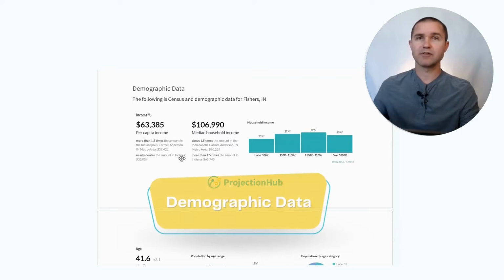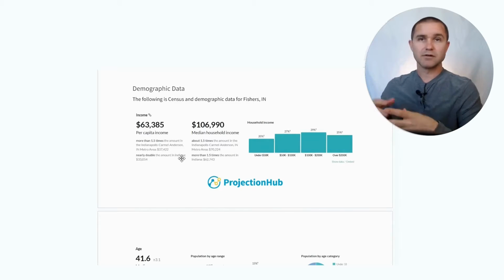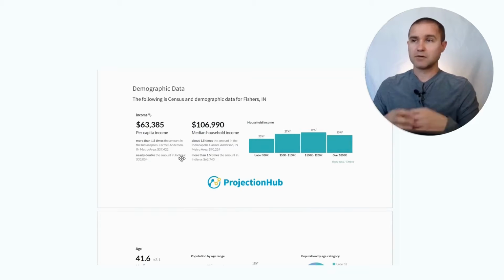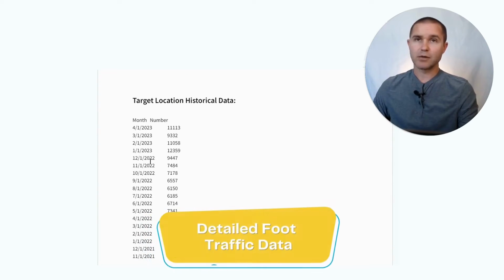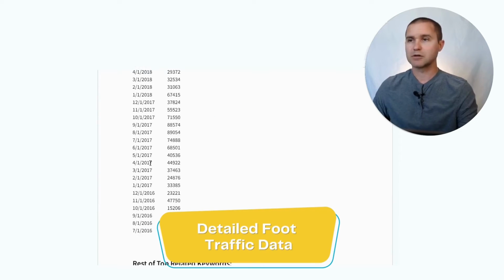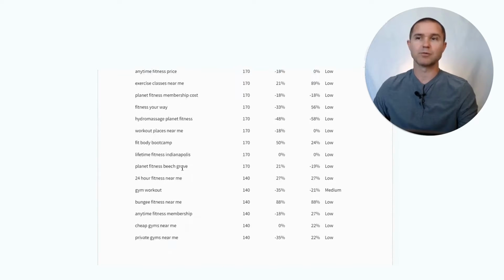Finally, we have some demographic data. So if your gym is going to be a high-end gym, it's going to be expensive, you want to make sure that the income data in the area supports that level of gym. Or if you're going to be the low-cost provider gym, make sure you're located in a place where that makes sense and you have customer demand for that based on the demographic data. And the final thing in this report is just a breakdown of all the monthly foot traffic numbers from your target location, as well as all of the relevant keywords that we're able to find from Google Keyword Planner.